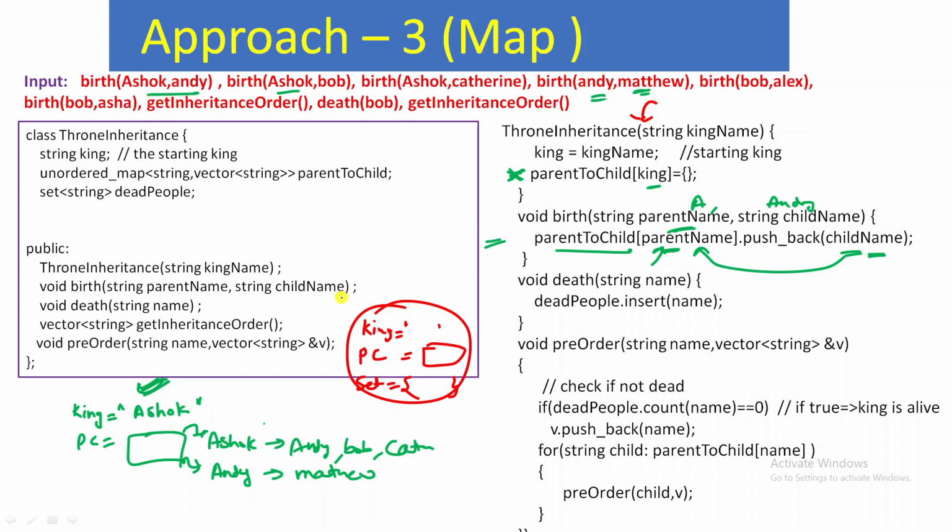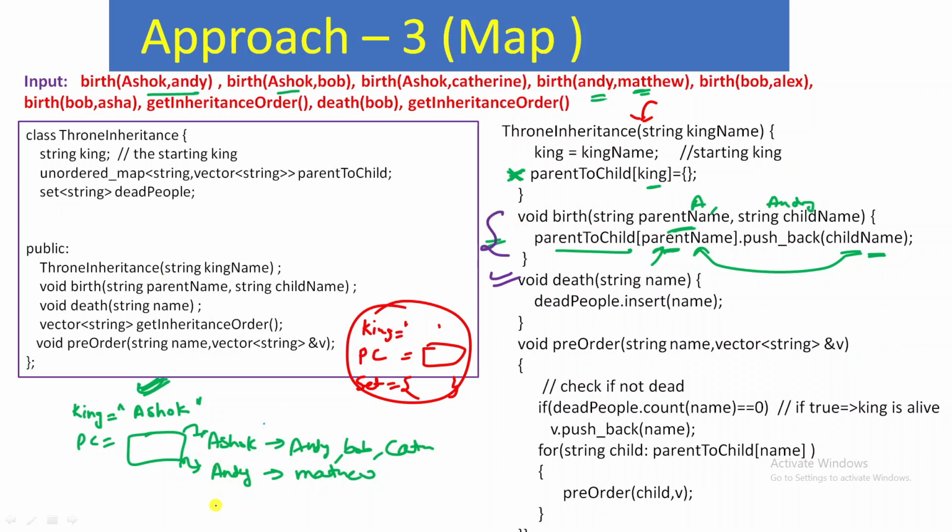Here you might be thinking why we are using this set. We will be using the set only when there is a call to the death API. Otherwise we will not be using it, because in this set we will only be storing the names of the dead people, not the alive people. Whatever names are in the dead people set are dead, and the remaining people will be considered alive. So during the birth API we will not be using this set.